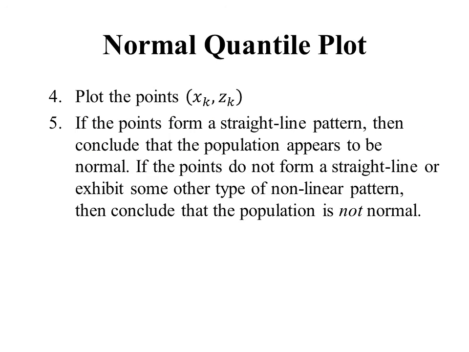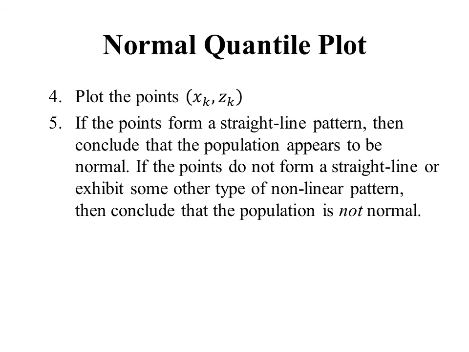So now, after we've calculated those values, we form our graph by plotting the points x sub k, comma z sub k. What that means is that on our horizontal axis, we're going to plot those x values. On the vertical axis, we'll plot the corresponding z values. And then the last step is to interpret the quantile plot.